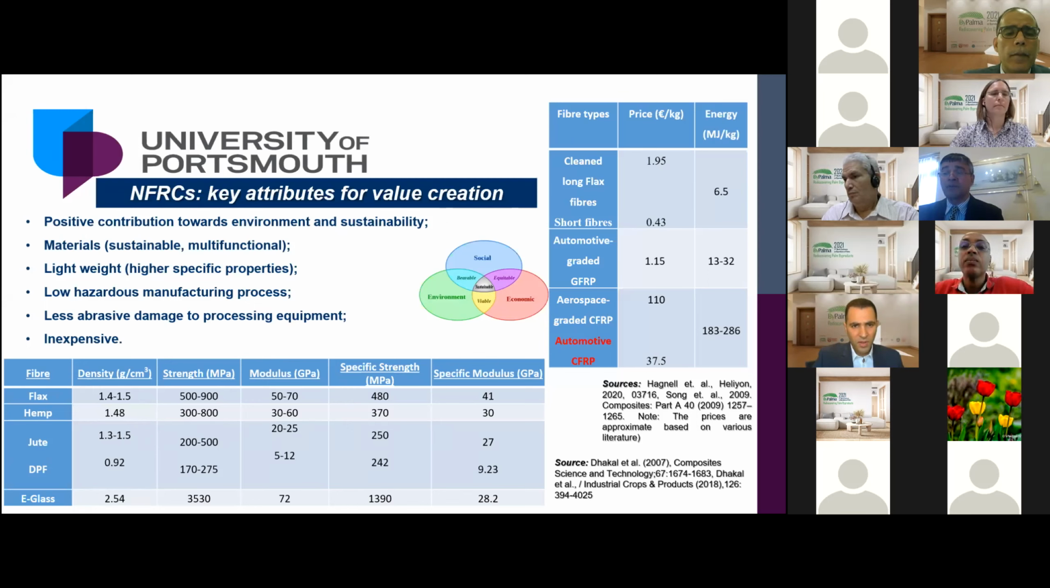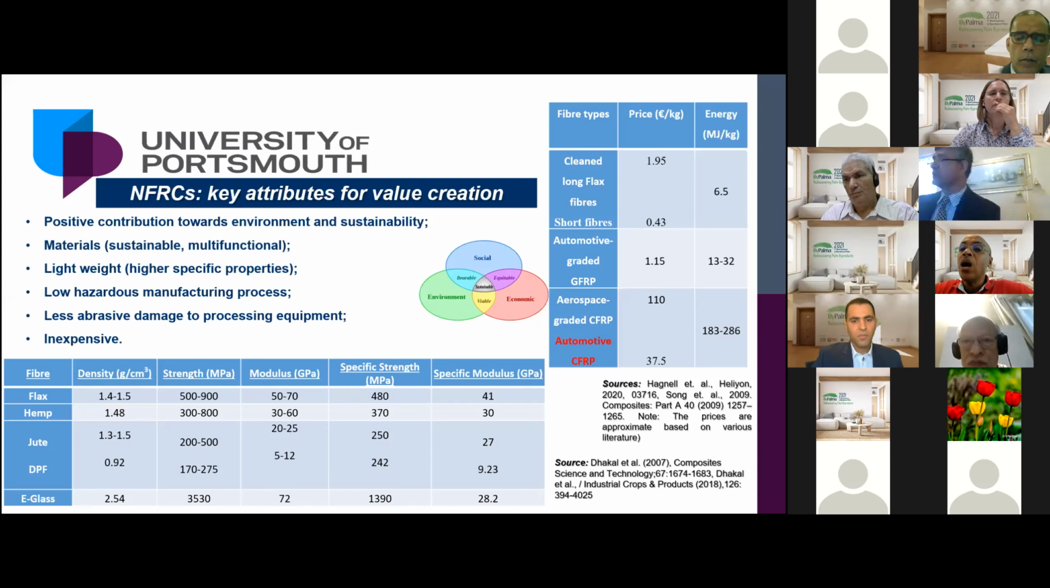The density of date palm fiber is 0.92, less than 1, which is a very attractive attribute. Then on strength, date palm fiber is obviously not as strong as flax and hemp. But if you look at specific strength, divided by density, date palm fiber has 242, which is not too bad, and the modulus is 9.23. Obviously, it's a lot lower than flax and hemp, but nonetheless it's quite an interesting feature. So we'll keep that in mind when we talk about date palm fiber.